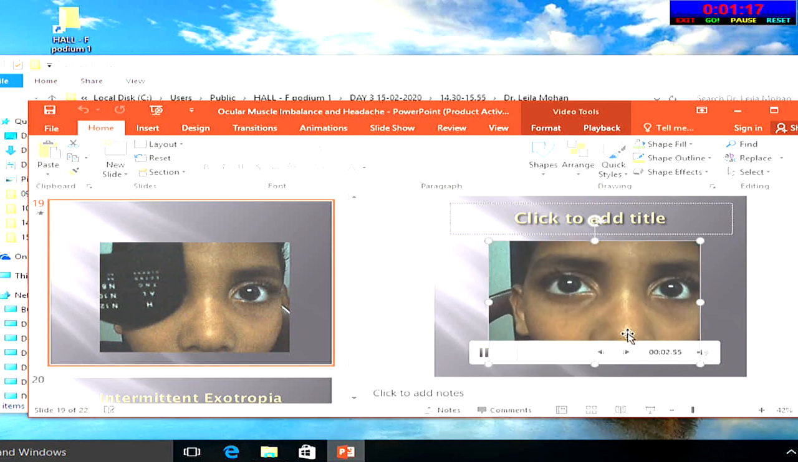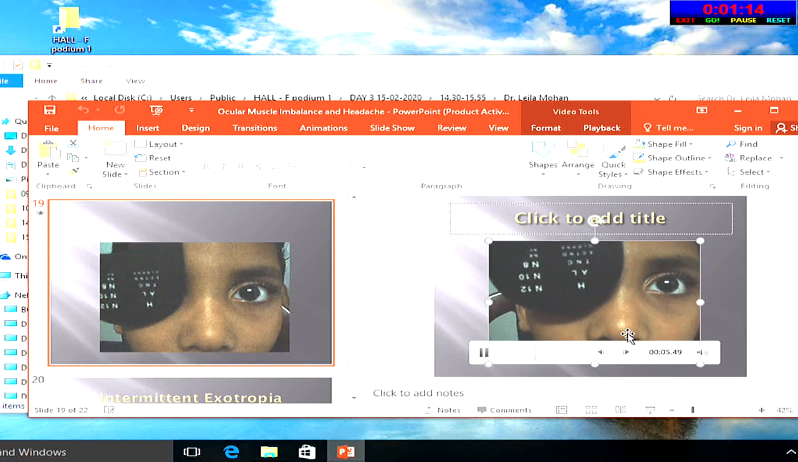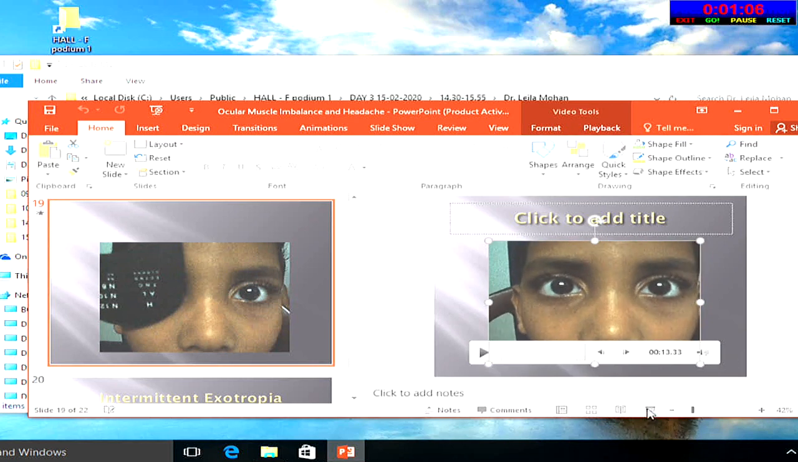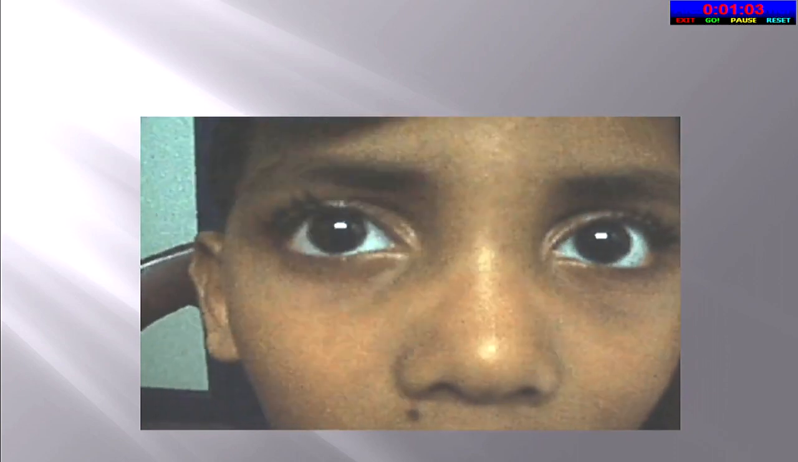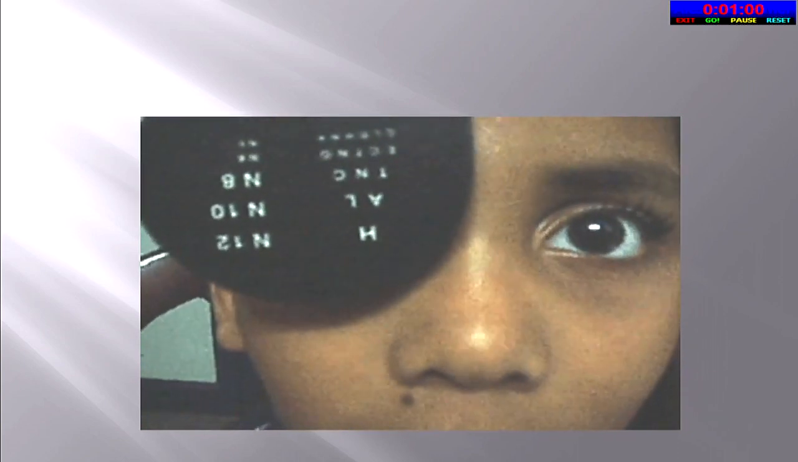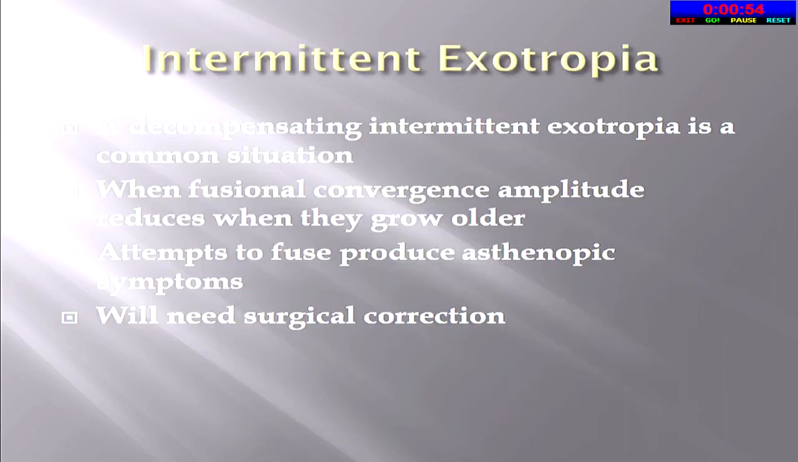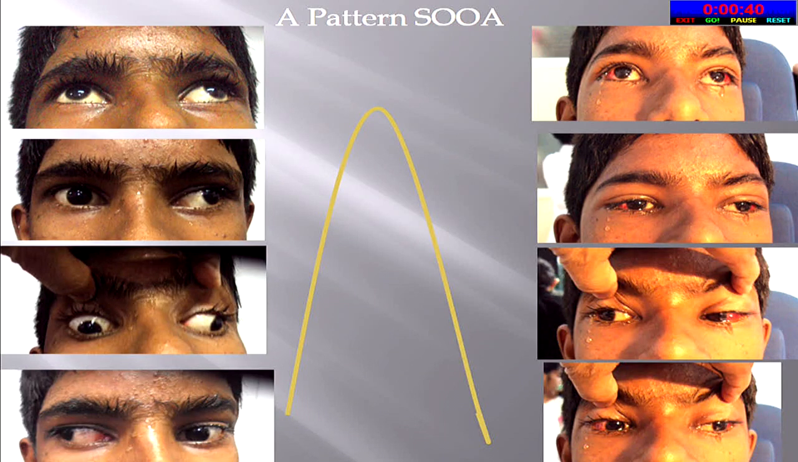You can see the fusional reflex in this boy. So long as he has good fusional reflexes, there will be no problems. But as he grows older, these fusional reserves reduce, and then the deviation manifests again and again. It goes into intermittent tropia. That is when we have to do surgical correction. A decompensating intermittent exotropia is another case where you have to tackle surgically, when fusional convergence amplitude fails. So this is an A pattern, superior oblique overaction was there, so we had to do 4 muscle surgery.